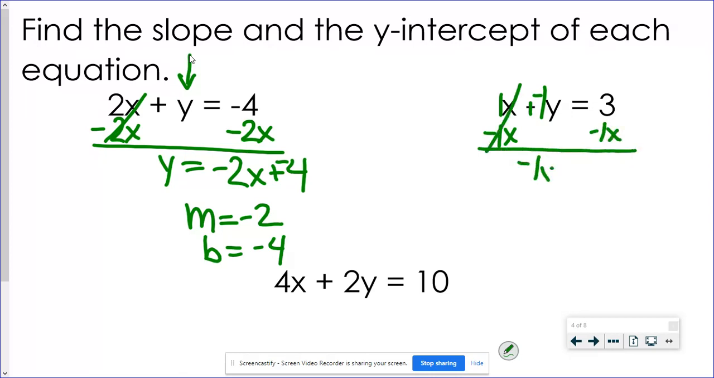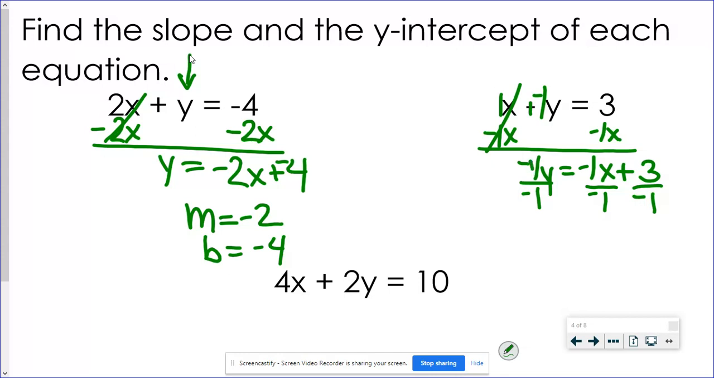So I have -1y equals -1x plus 3. But I don't want -1y. I just want +1y. So I have to divide. And if you remember back when we did this, we would have to divide.